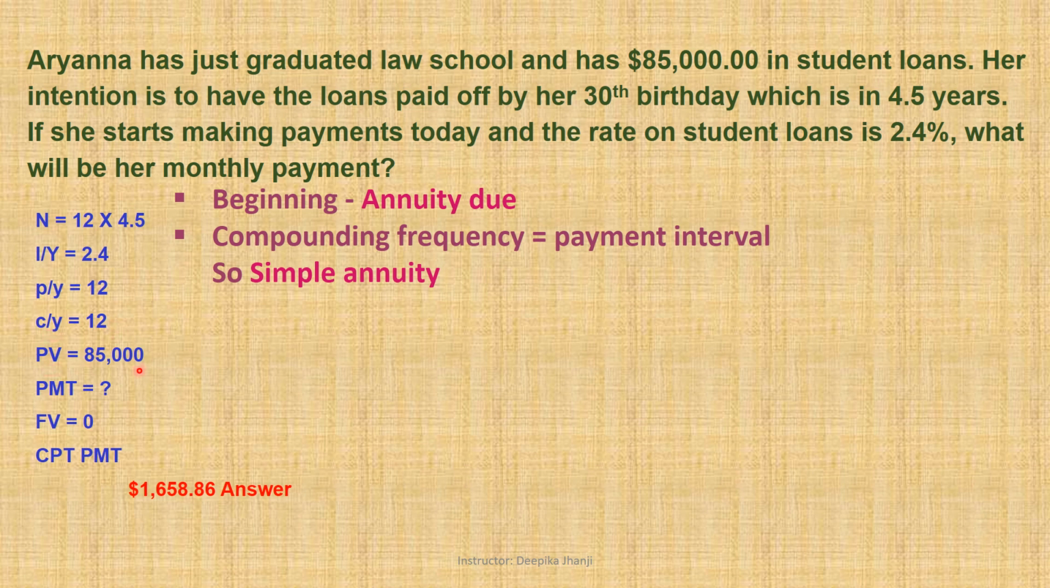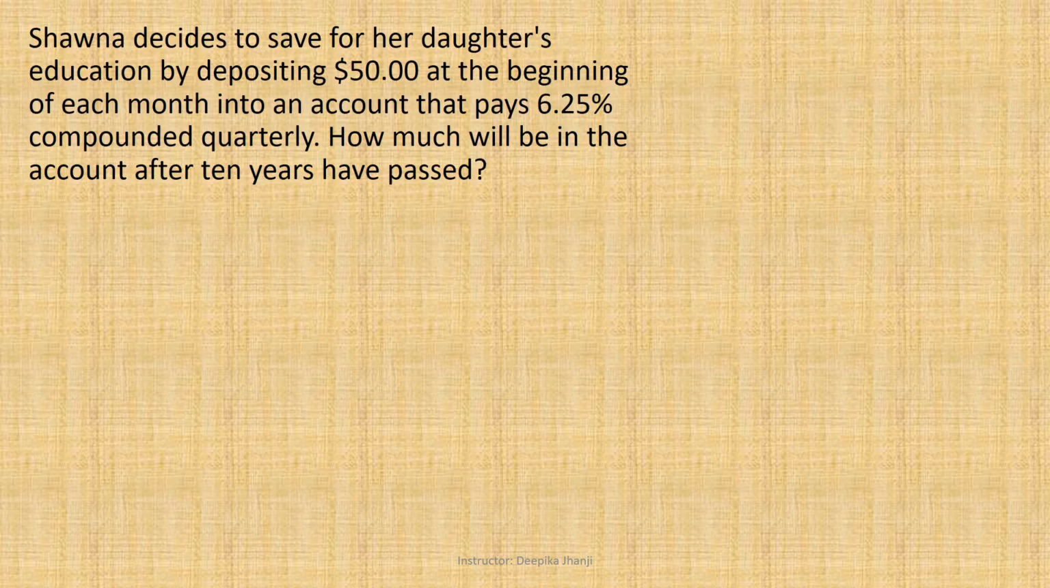PV is 85,000, that is her loan. We want to calculate the size of payments, so this is our question mark. Future value is 0. When we do compute PMT, payment size comes out to be $1,658.86.